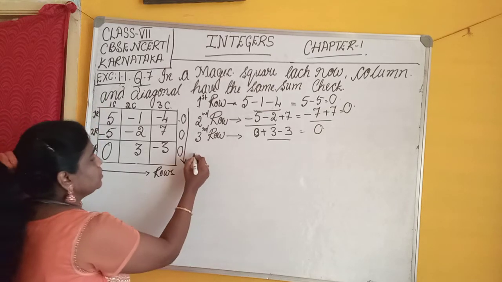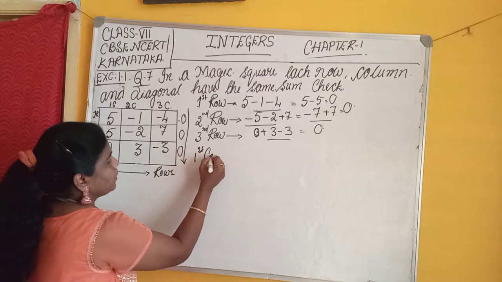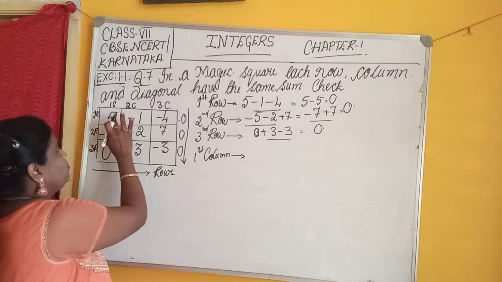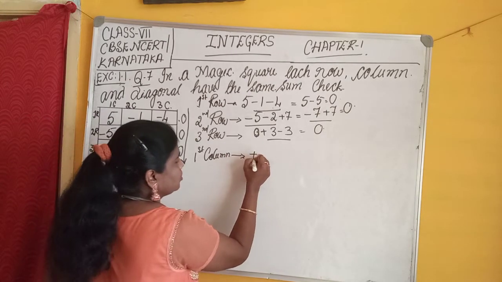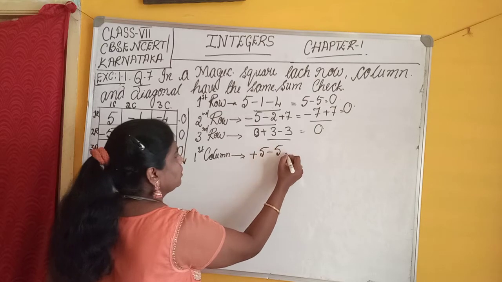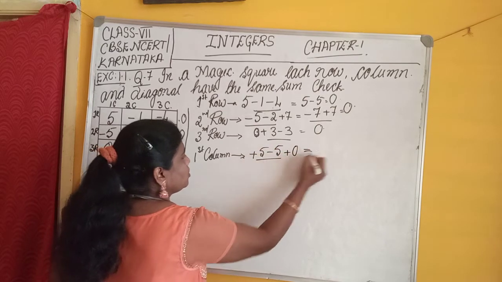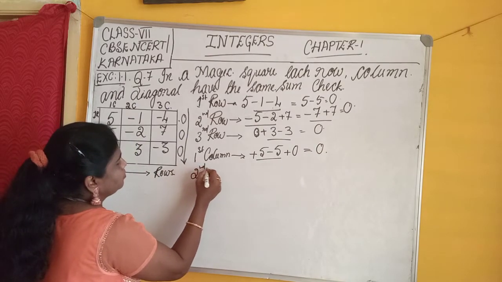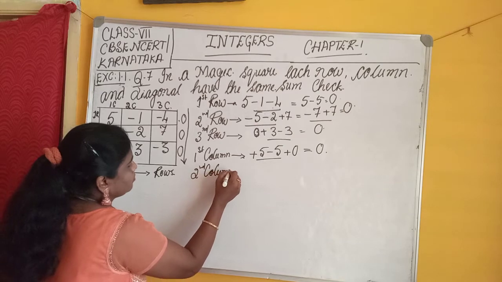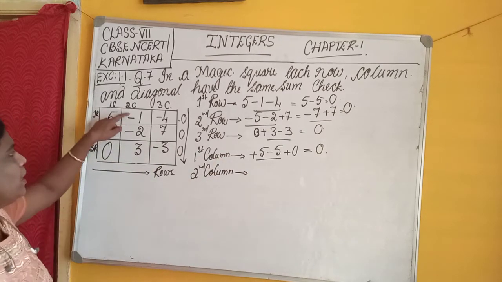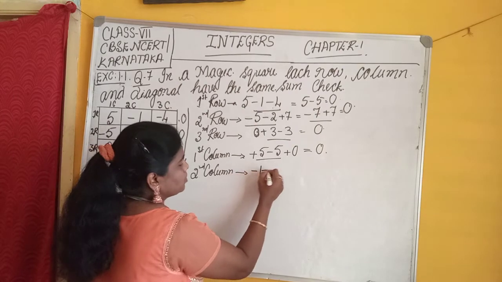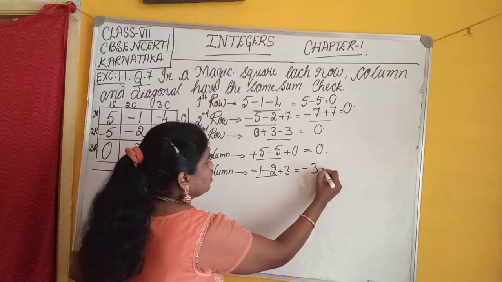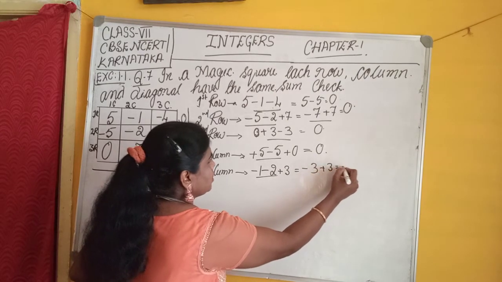First column. The numbers in the first column are plus 5, minus 5, 0. Plus 5 minus 5 plus 0 is equal to 0. And then in the second column, the numbers are minus 1, minus 2, 3. Adding minus 2 and minus 1 and plus 3, we will get 0.